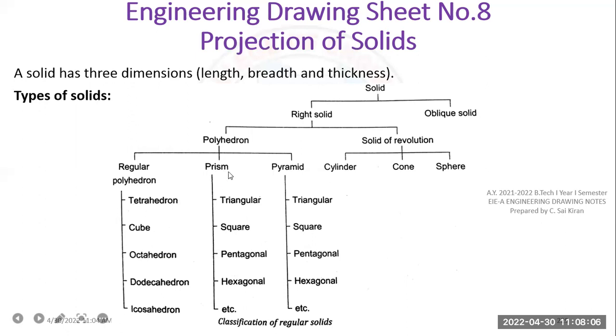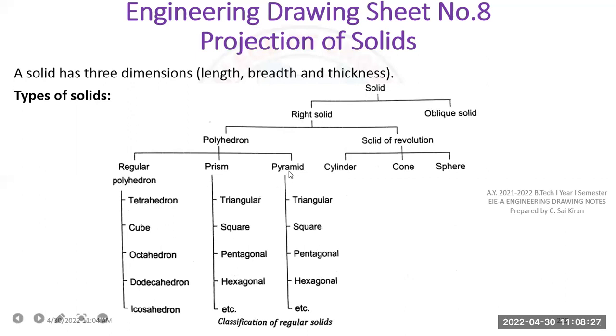Next is the prism. A prism is nothing but a bottom shape and a top shape, both the same shape, joined by the bottom points to the top points. Then you will get the prism. Prisms have different shapes for top and bottom: triangular, square, pentagon, hexagon.